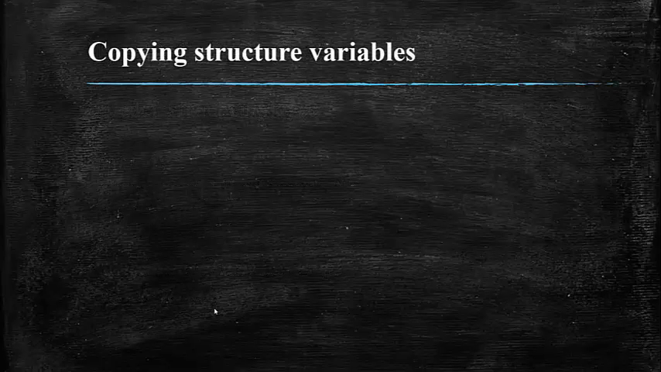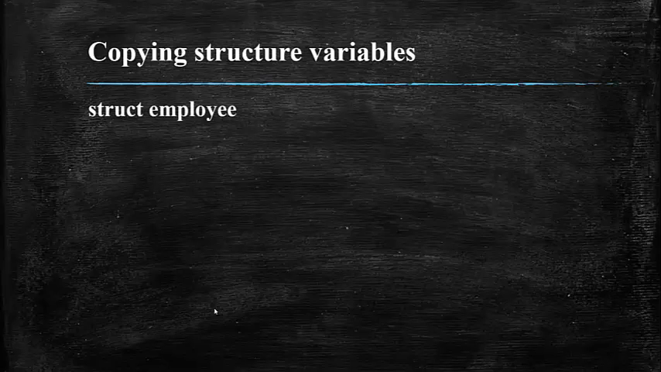Basically, when we try to assign values in a normal programming language, we use the assignment operator. Let's say, for example, a equal to 10. It means that 10 has been assigned to the variable a. And what happens when you're trying to assign a variable to another variable? Imagine you assign a equal to b, which means the value of b is getting assigned to the variable a. Similarly, you can also copy the structure variables among each other.